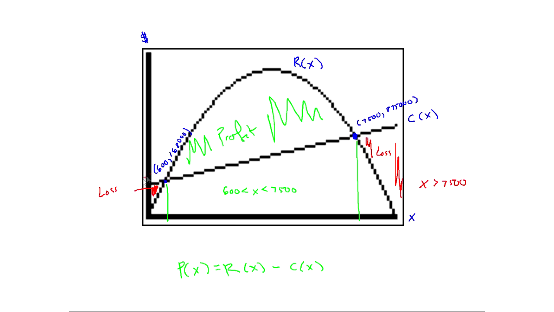And notice that's when X is less than 600. Now, X can't be smaller than 0, so this would be X between 0 and less than 600. Between 0 and 600, not including the 600, we have a loss. So if you make too few TVs, you're not making enough to overcome the cost. If you want to be able to make a profit, you have to make between 600 and 7,500 TVs. More than 7,500, the cost goes out of control. So all that information came just from these graphs. If you can label a graph like this, then you can analyze a problem very, very deeply.